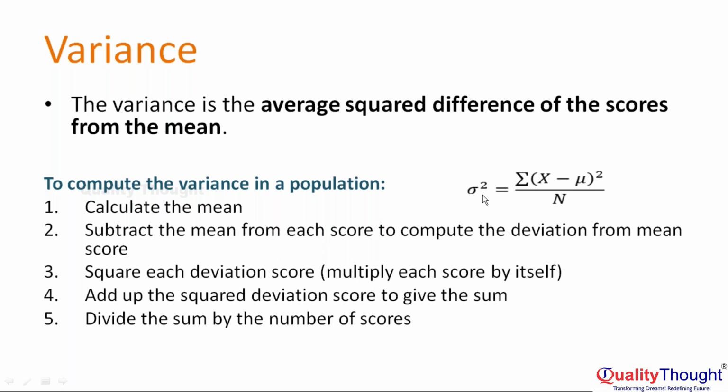Sigma square represents the variance, which is equal to the sum of the squared difference of the scores from the mean. The mean is mu, and the scores are represented by x. The average is taken by dividing by n, the total number of values. Did you understand this formula or not? Give me a fast answer. Understand?